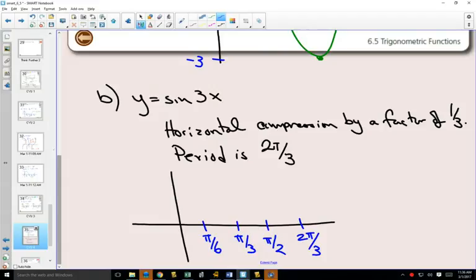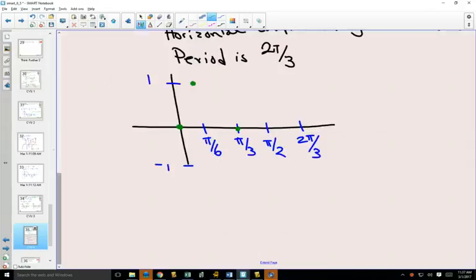Our amplitude is 1, so we go up from the middle to 1, down 1 from the middle. Our sine graph starts in the middle going up, so now that you've got your 4 equal sections, you can go from your middle to your maximum, to the middle, to a minimum, and back to the middle again.